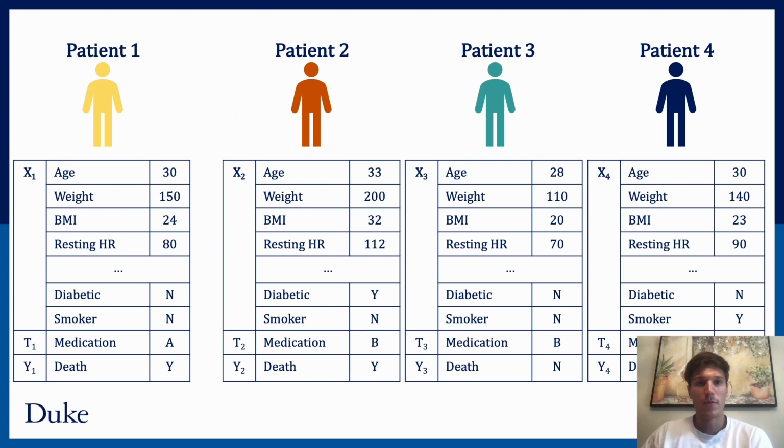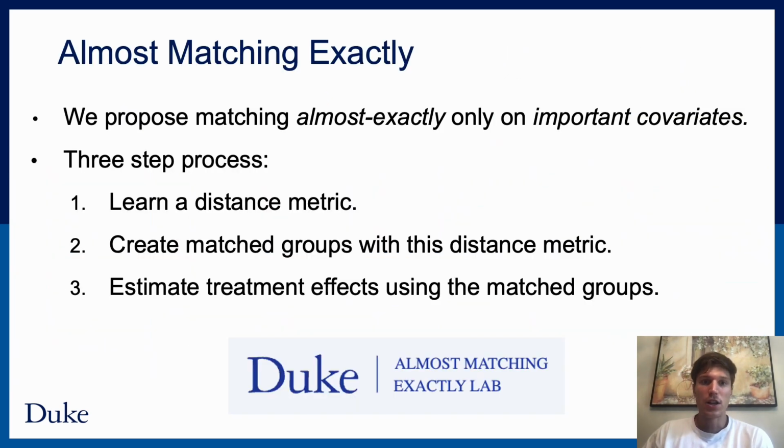So in many matching problems, we're trying to match patients in very high dimensional spaces where they do not have identical matches. So the question is, in these high dimensional spaces, how do we determine what are the best matches? We propose matching almost exactly only on important covariates.